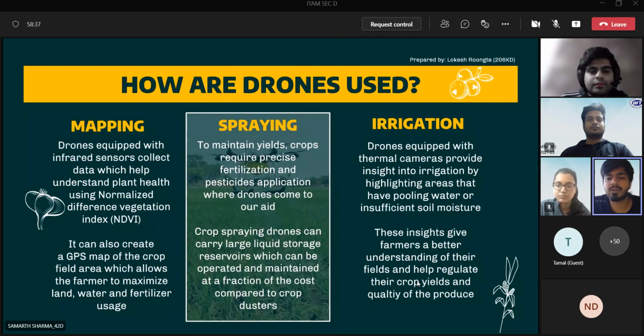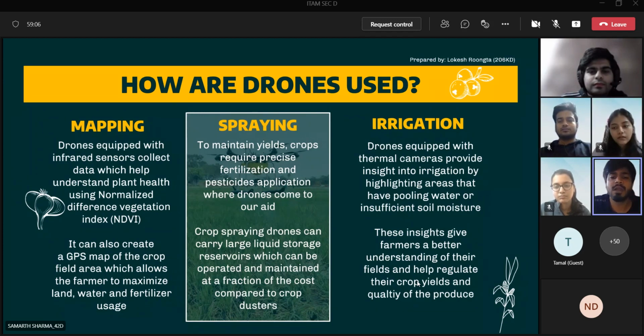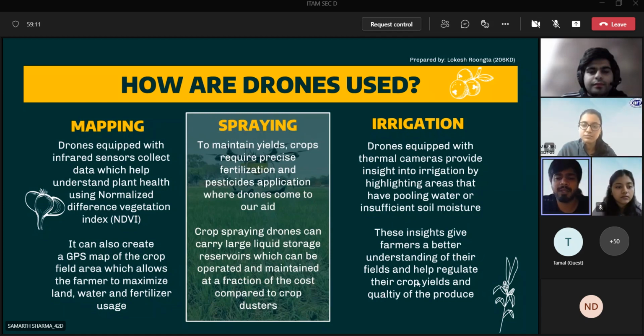And in addition to crop health, the drones can also be used to create detailed GPS maps of the crop field area. Now moving on to the second use of the drones, which is spraying. To maintain the yields, the crops require fertilizer and pesticide application, as we all know. And manually driving a vehicle through the fields to spray, or crop dusting by manned airplanes that certain countries use, have become methods of the past.